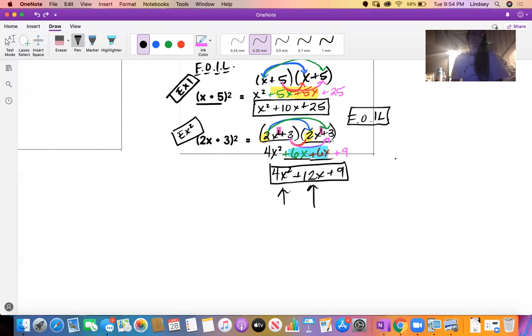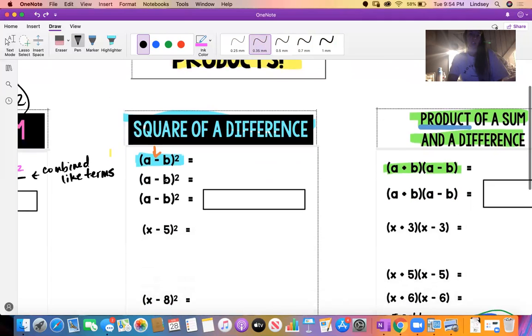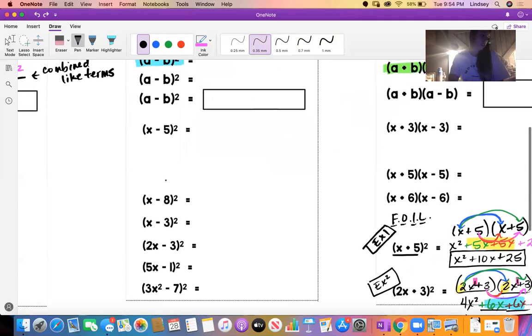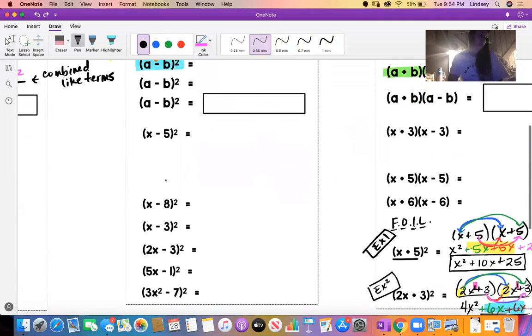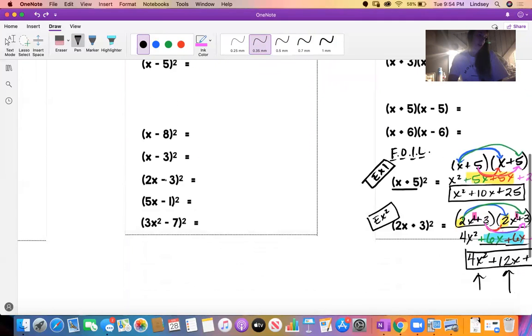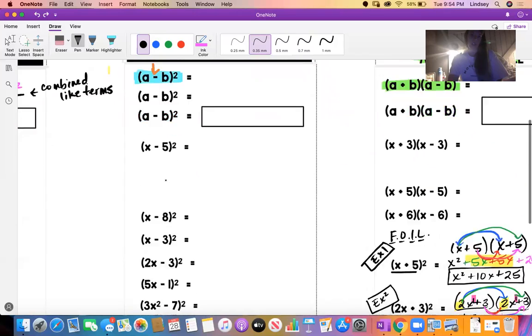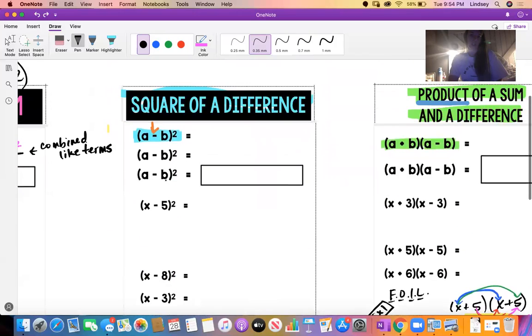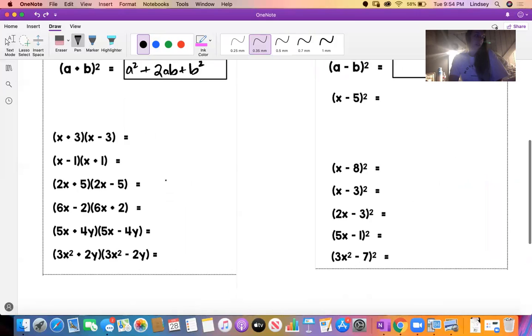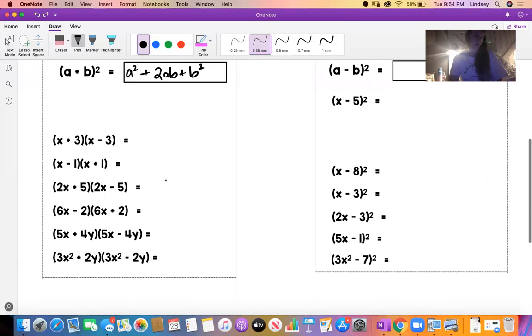All right, now moving on, we're going to be doing the square of a difference, which I think all of these notes are in the correct spot. So this one should not be too confusing. I hope.